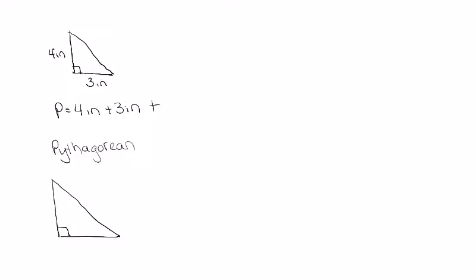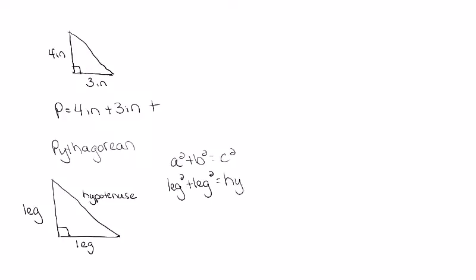Every right triangle has 3 sides, as any triangle does. 2 of those sides are called the legs. The legs are always the 2 sides that form the 90-degree angle. The third side, or the side opposite the 90-degree angle, is what we call the hypotenuse. What the Pythagorean theorem says, and as you may have learned it, a squared plus b squared equals c squared. I prefer to remember it and talk about it as it actually applies to the triangle, which is leg squared plus leg squared equals hypotenuse squared.